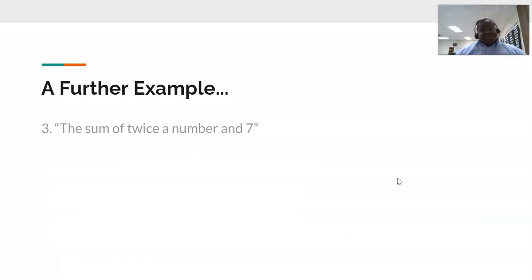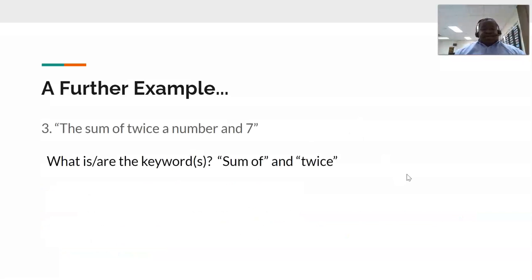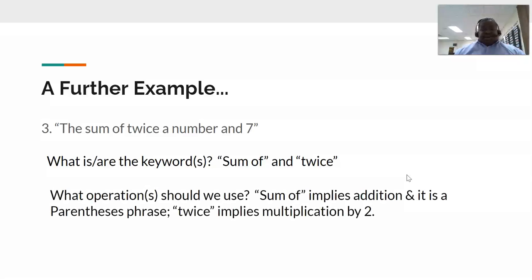Further example: the sum of twice a number and 7. So what are our key words? Sum of and twice. So sum of implies addition, twice implies multiplication. All right, so not only is it multiplication, it's multiplication by 2. Sum of is also a parentheses phrase. So we're going to have something in parentheses here. We have some adding going on and some multiplying. So you can see we can have quite a few layers as we're working through these problems. So we're going to have 2n, the sum of twice a number, so that's the 2n, and 7.